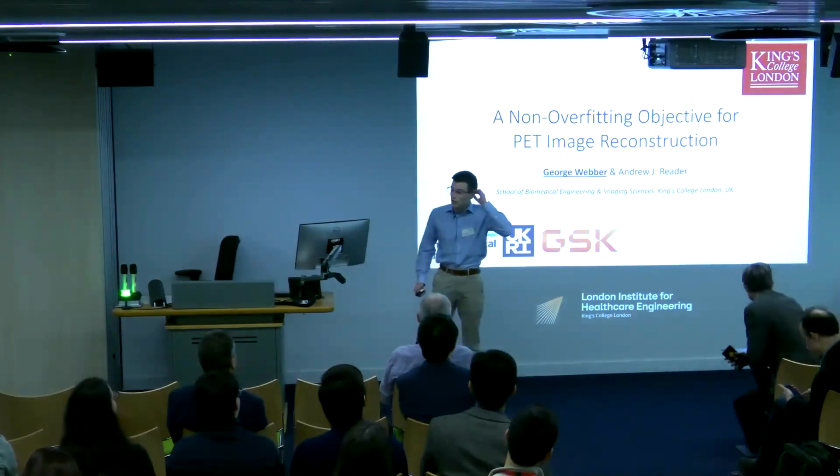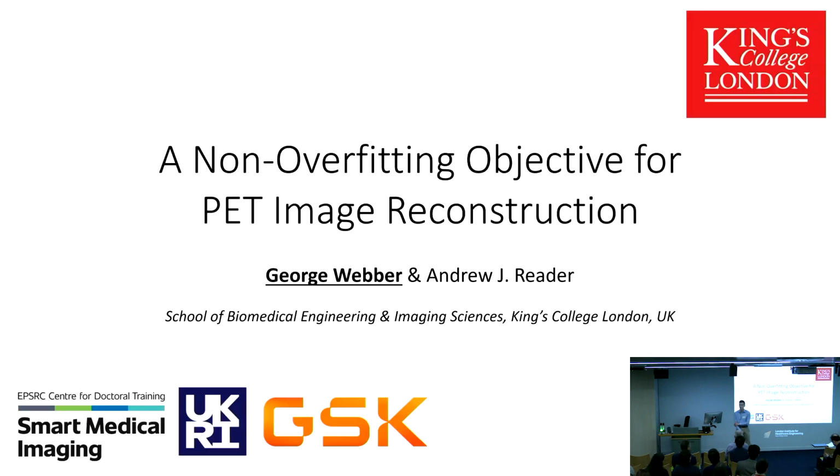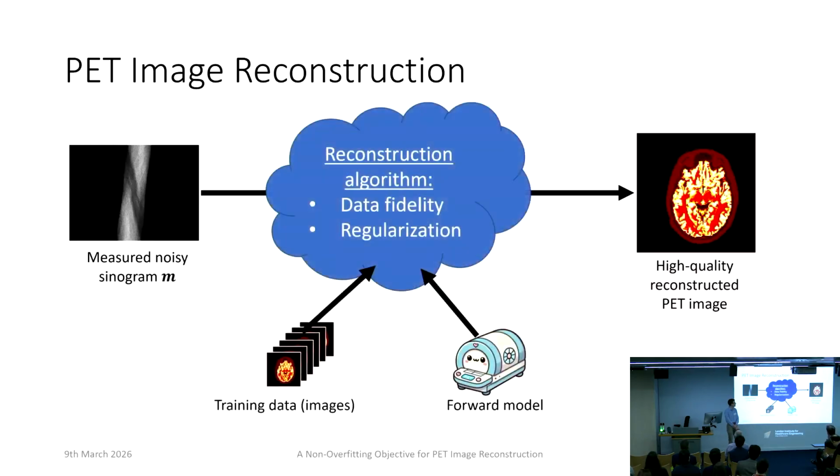Hi everyone, I'm George. I'm a PhD student here at King's College London, and today I'll be talking to you about my recent work on a non-overfitting objective for PET image reconstruction. So the PET image reconstruction task is an inverse problem. Hopefully everyone in this room is familiar, where we have some measured tomographic sinogram bins. These are lines of response that have Poisson noise attached to them, and we're looking to reconstruct a high-quality PET image. To do this, we specify a reconstruction algorithm, where we have to balance concerns around data fidelity, so how well is our image explaining the measurements, and also regularization.